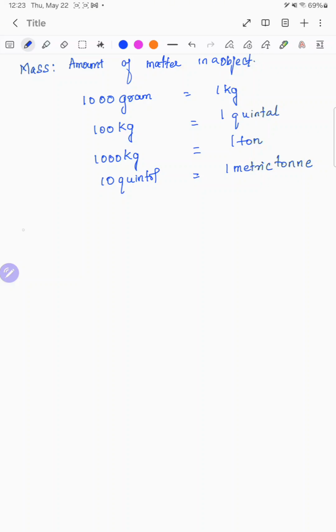Okay, next one is atomic mass. We use this mainly in the chemistry part, right, to find the mass of protons, neutrons and electrons. This is where it is used.